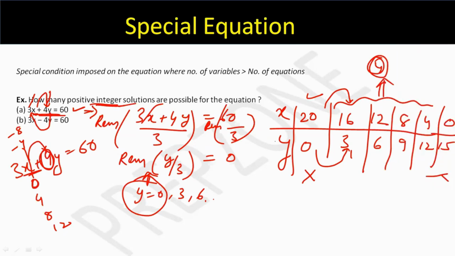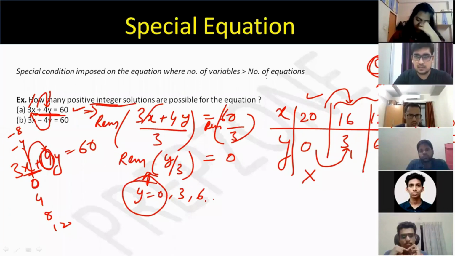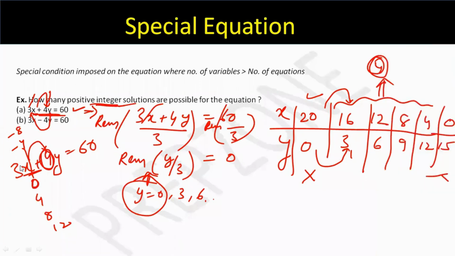I'll just rub it off. Sir, I have a doubt. Yeah. Why did you take 3 as 3? Why did you divide by 3? 3x plus 4y divided by 3, right? Why did you take it as 3? Because 3 was the lowest.